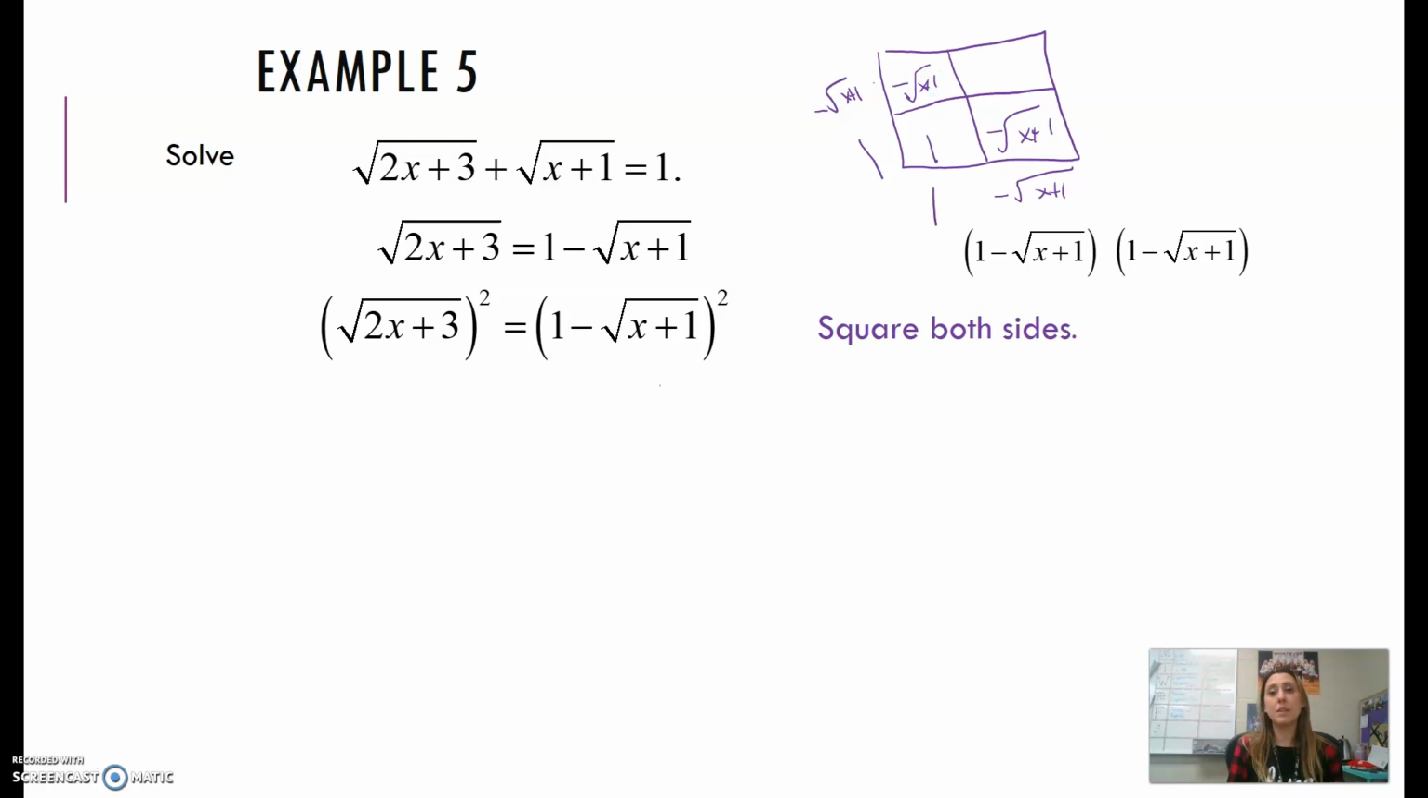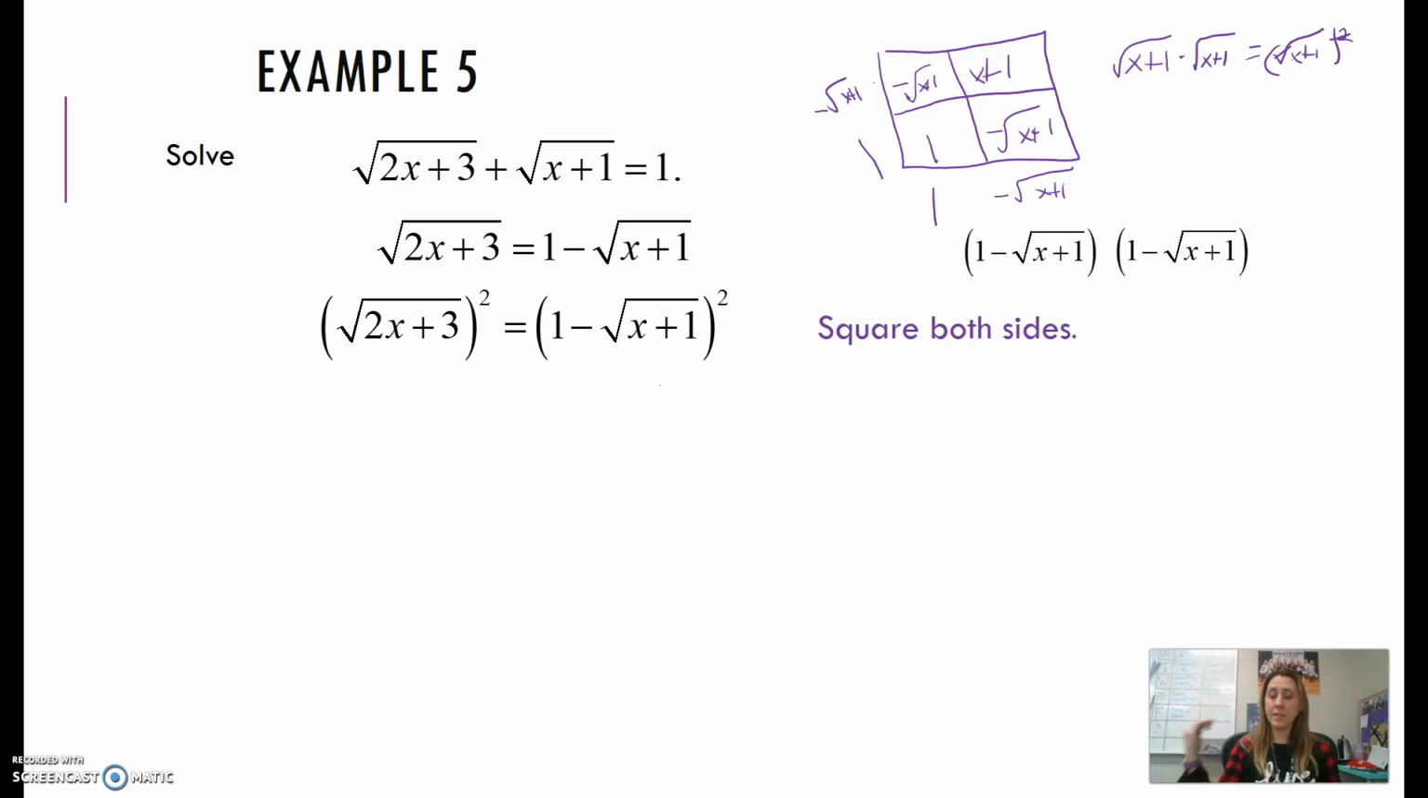Now this part is a little bit weird, so I'm going to write it over here. So we have a negative square root of x plus 1 times a negative square root of x plus 1. A negative times a negative is always a positive. So we have square root of x plus 1 times the square root of x plus 1, which is going to be equal to square root of x plus 1 squared, right? So those undo each other, and we're just left with x plus 1.